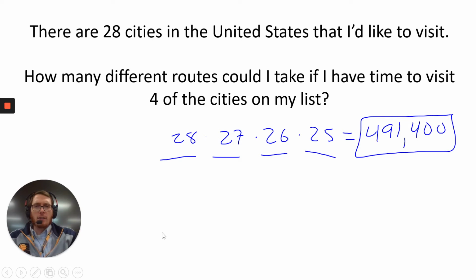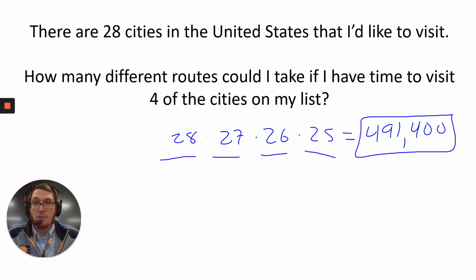So what I like to do here is, again, I have 4 spots to fill in. I'm going to start with 28 because there were 28 cities to choose from. And then 27, 26, 25. If it said you could repeat the cities, then that would change the numbers. But this is assuming no repetition after I've been to the city.